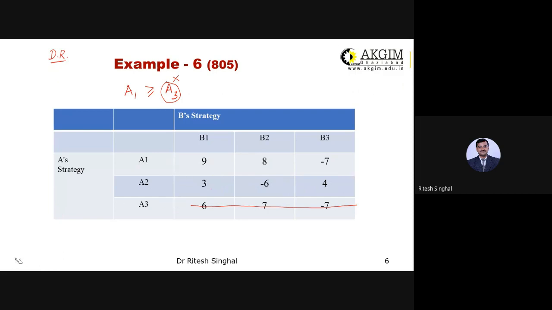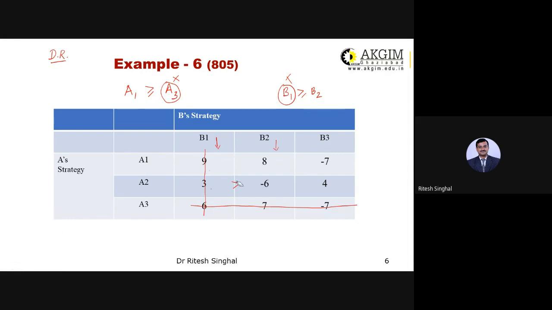Now we'll try to reduce this game further till we get a matrix of 2 by 2. Now compare the columns. Compare B1 and B2 here. 9 is greater than 8, okay. 3 is greater than -6, very good. So we can say B1 is greater than or equal to B2, and in dominance rule we remove the column which has greater values. So here we are going to remove the first column, that is B1.